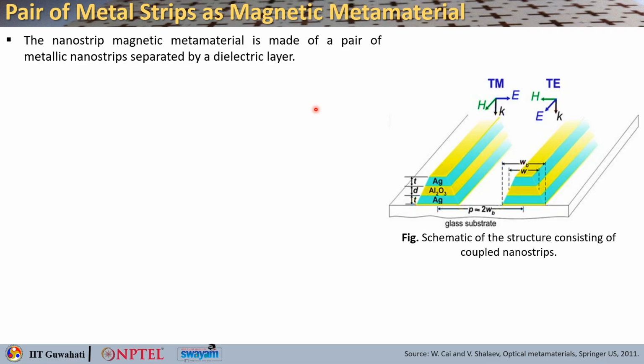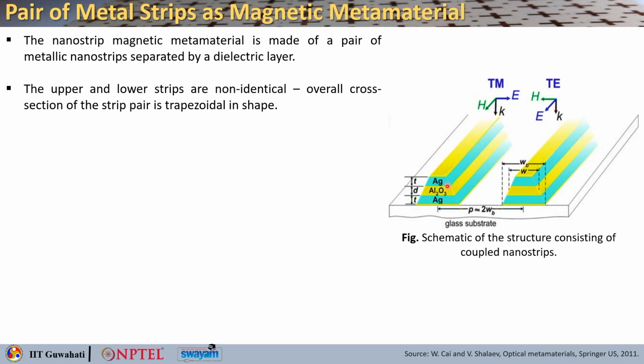So, if you recall from the previous lecture, the basic structure of the nanostrip magnetic metamaterial basically consists of a pair of metallic strips. Here you can see the two, which are spaced by a dielectric layer. Here we are using alumina, Al2O3. Now, the upper and lower strips are not identical, and that is why the overall cross section of the strip pair looks trapezoidal in shape.